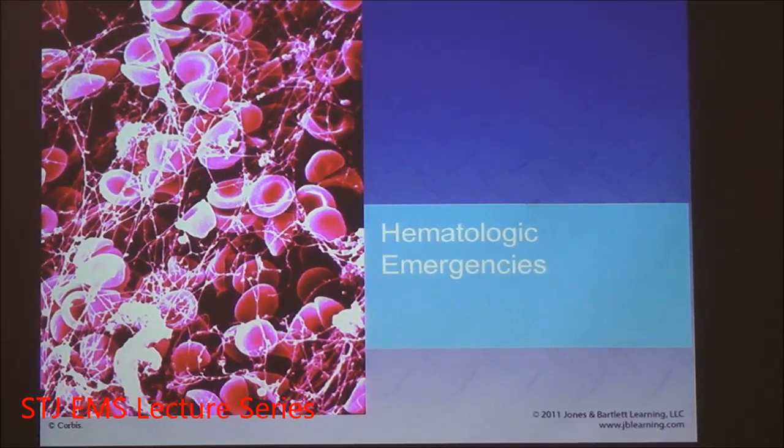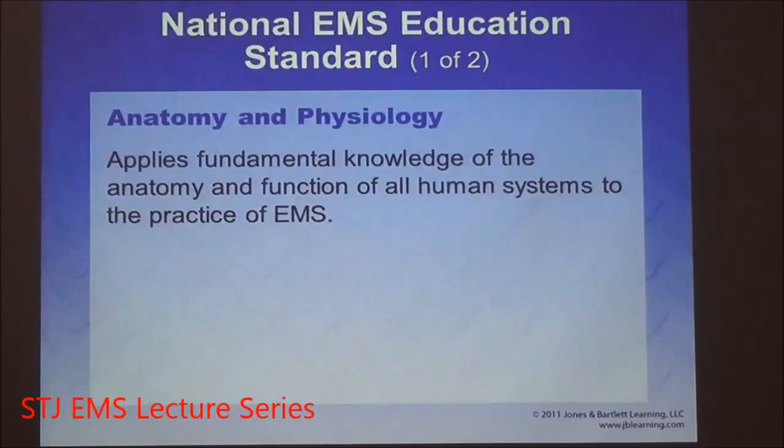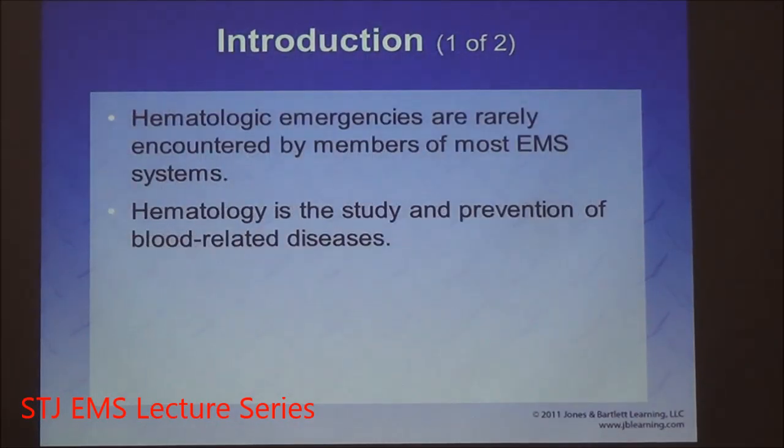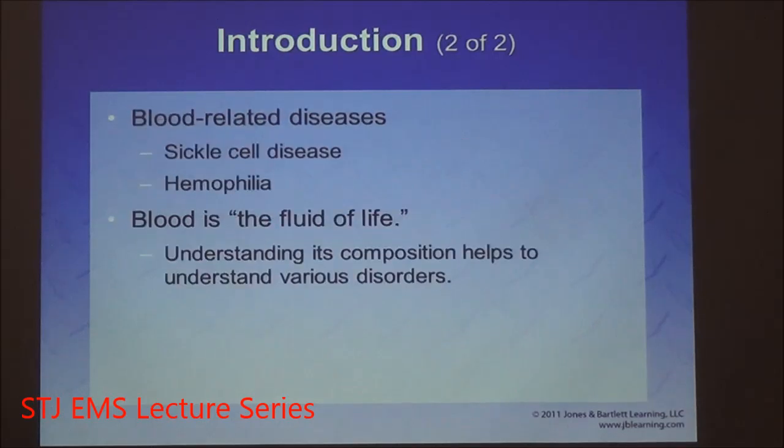Okay, now let's talk about some blood disorders, hematologic emergencies. Having a good understanding of anatomy and physiology is key. This is what medicine is all about, the fundamental knowledge of anatomy and physiology to make your medical decisions. Hematologic emergencies are something that you need to know about. They're not things that you can readily treat, but these patients need your care in getting to the hospital. Hematology is the study of blood-related diseases. Some major blood-related diseases that we experience in EMS are sickle cell crisis and hemophilia. Okay?